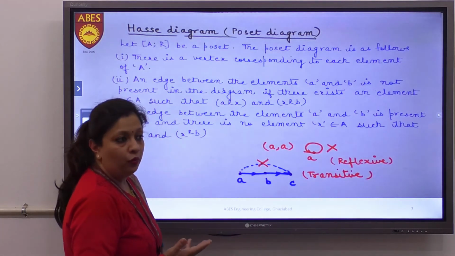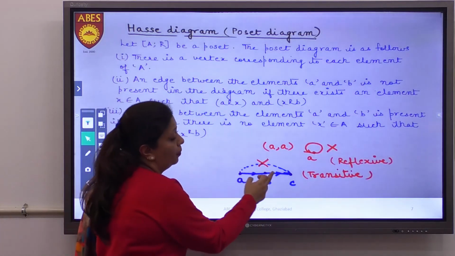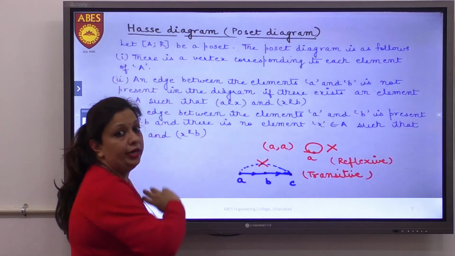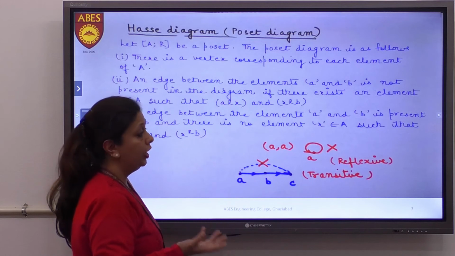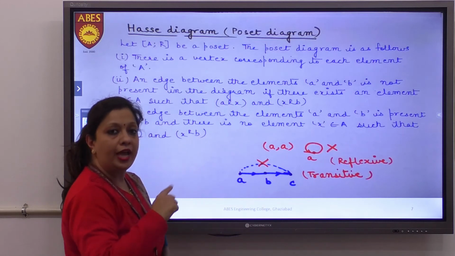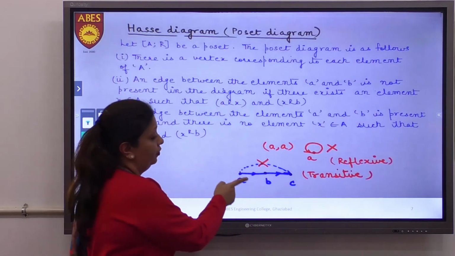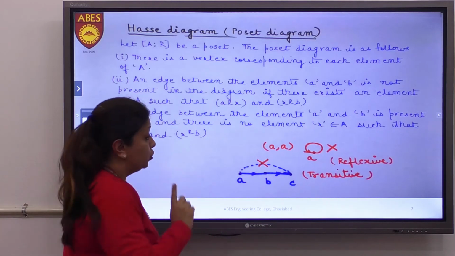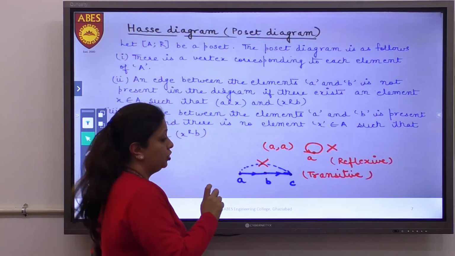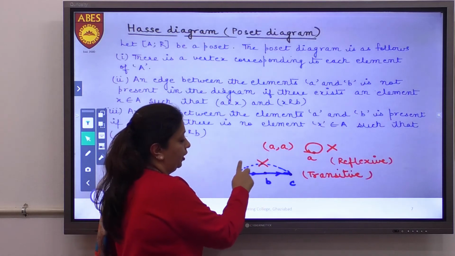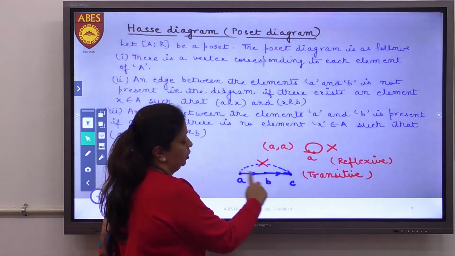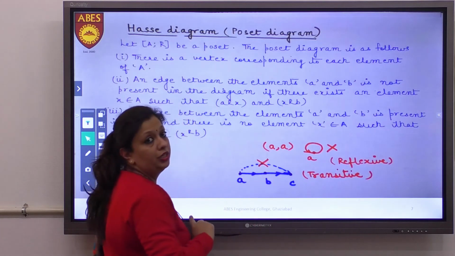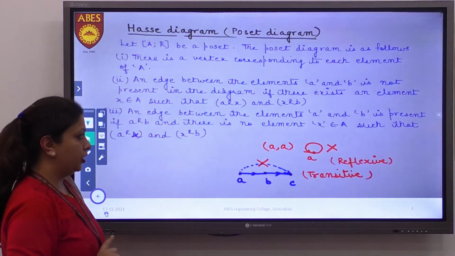It is always going to have this (A, C) element in the relation, because we are already saying that it is a poset. Since it is a poset, it is always going to have the diagonal elements and it will always have the transitive relationship. So when we have this transitive relationship, we are not going to show the edge from A to C. The reason being, we are already showing the edge from A to B and B to C. So there won't be any edge from A to C directly. This is what the second point says.